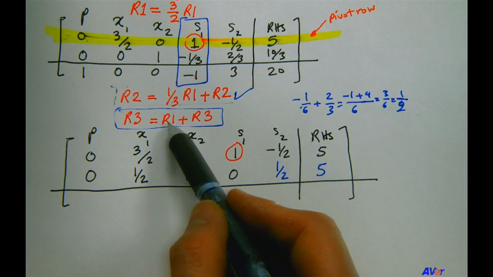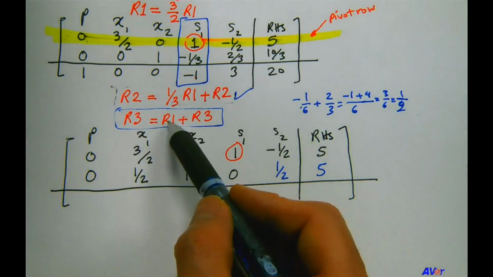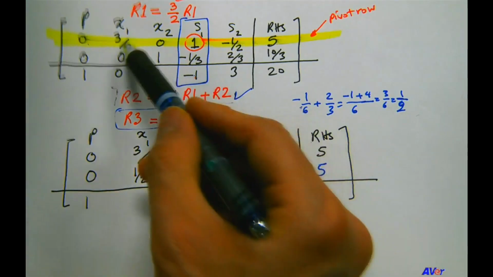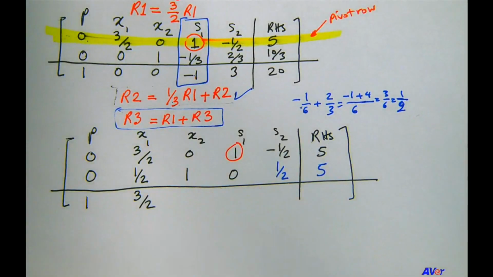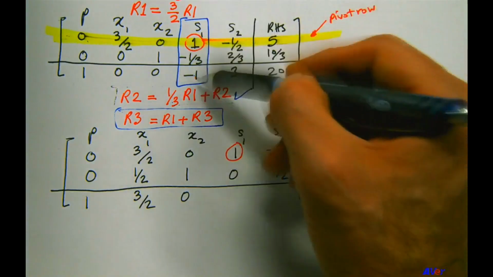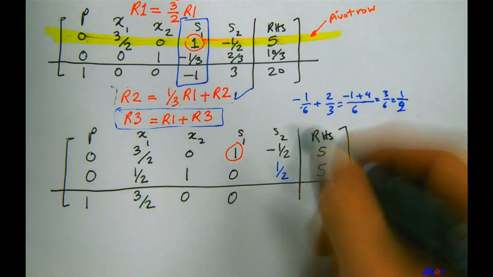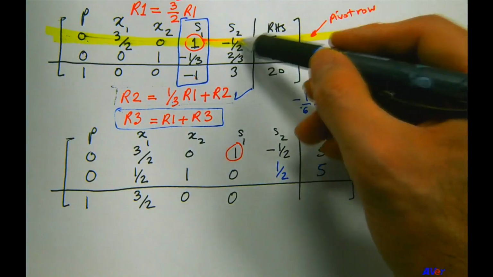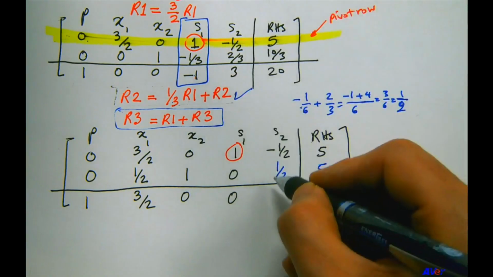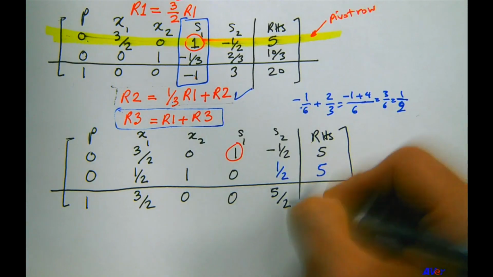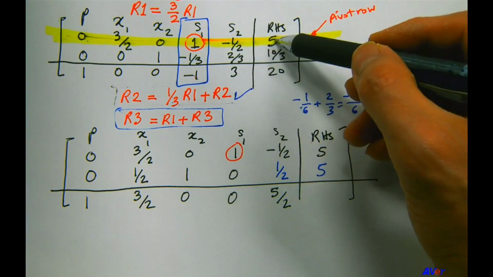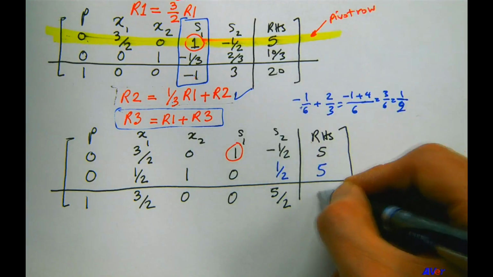It says to replace row 3, simply add row 1 to row 3 for this one. So 0 plus 1, 1. 3 halves plus 0, 3 halves. 0 plus 0, 0. 1 plus negative 1, 0. That's what we intended, right? And then minus 1 half. Minus 1 half plus 3, that's going to give us 5 over 2. And then 5 plus 20, 25.